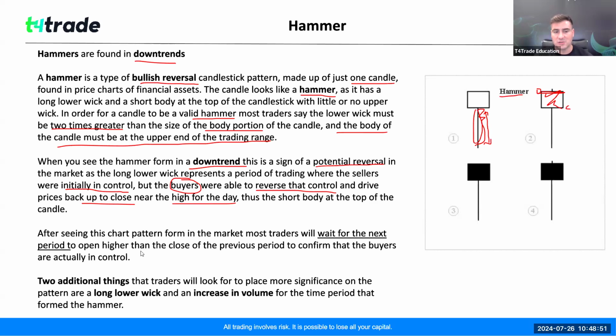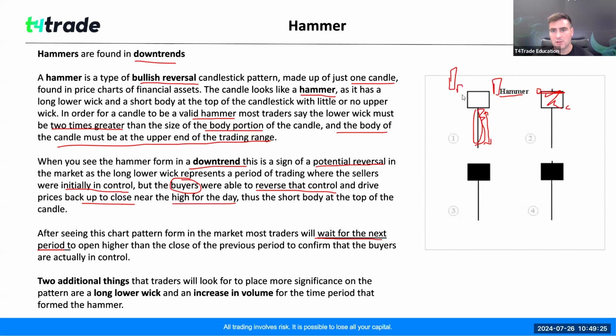Okay, after seeing these chart patterns form in the market, most traders will wait for the next period or time frame, whether that is a minute, a 5 minute, 10 minute, whatever that is, or a daily chart. They want to see the next candle before entering the picture. Okay, so waiting and seeing. Yes, you're going to leave money on the table, but you're going to be much more confident in your assessment that this has been, let's just say, a reversal formation.